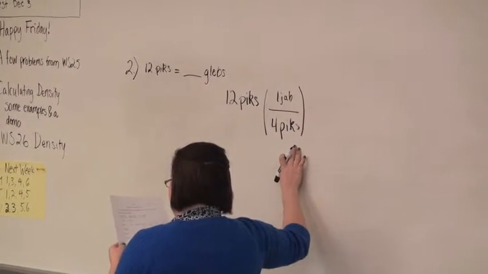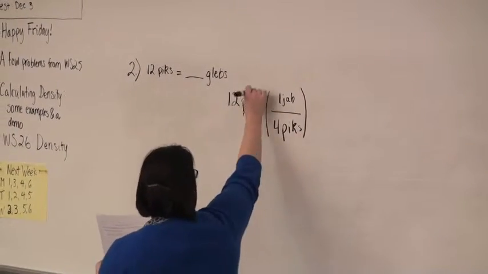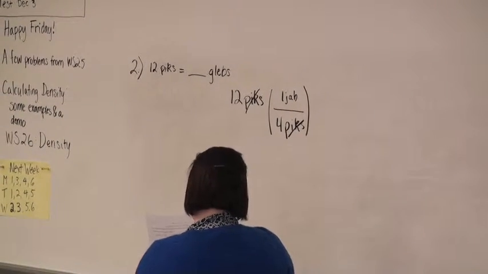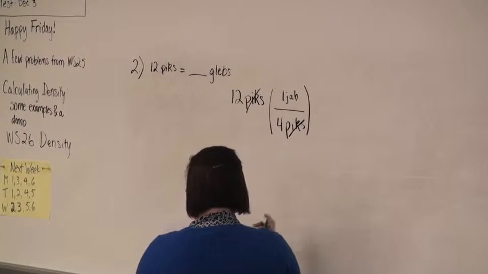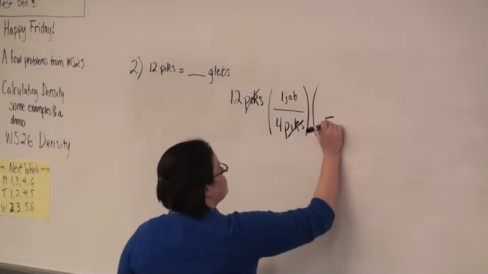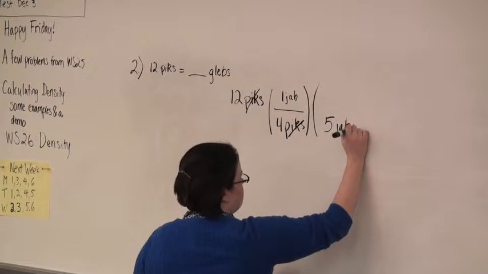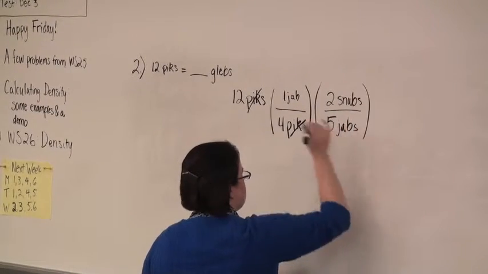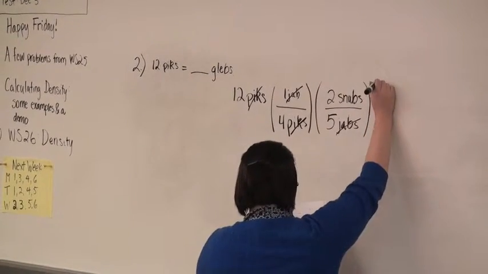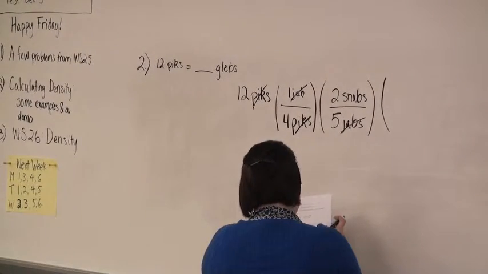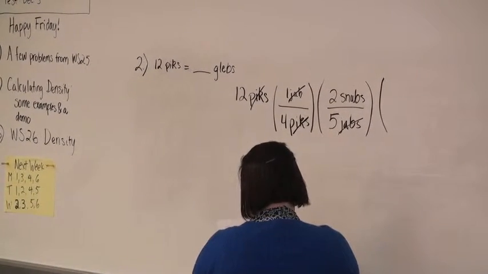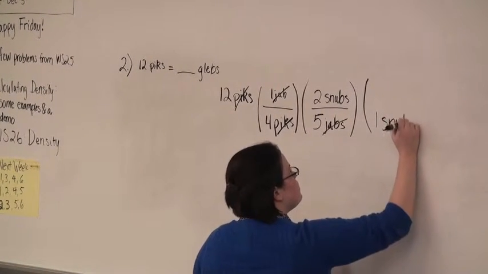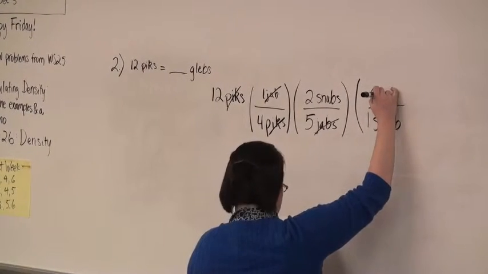So we've canceled out our picks and we just have jabs left. So to go from jabs to snubs, I see that 5 jabs equals 2 snubs. So jabs goes on bottom to cancel out. So 5 jabs, 2 snubs. So jabs are canceled out. And then now I want to go from snubs to glebs. So I know that 5 glebs equals 1 snub. So 1 snub, 5 glebs.